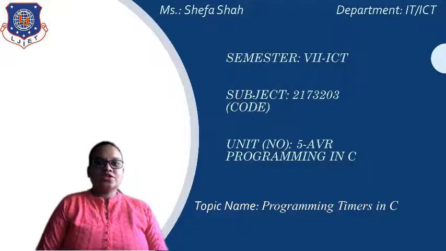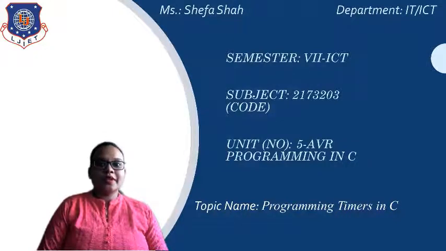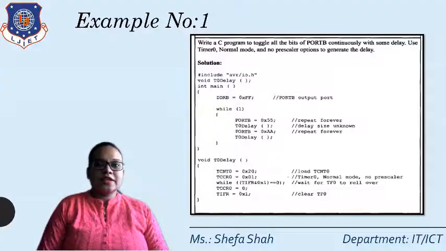Now in this topic, we are going to see how to program timers using C language. So let's start with the programming concept. Here is the first example, showing how to write a program in C using the timers of ATmega32. The statement of the program is: write a C program to toggle all the bits of port B continuously with some delay.